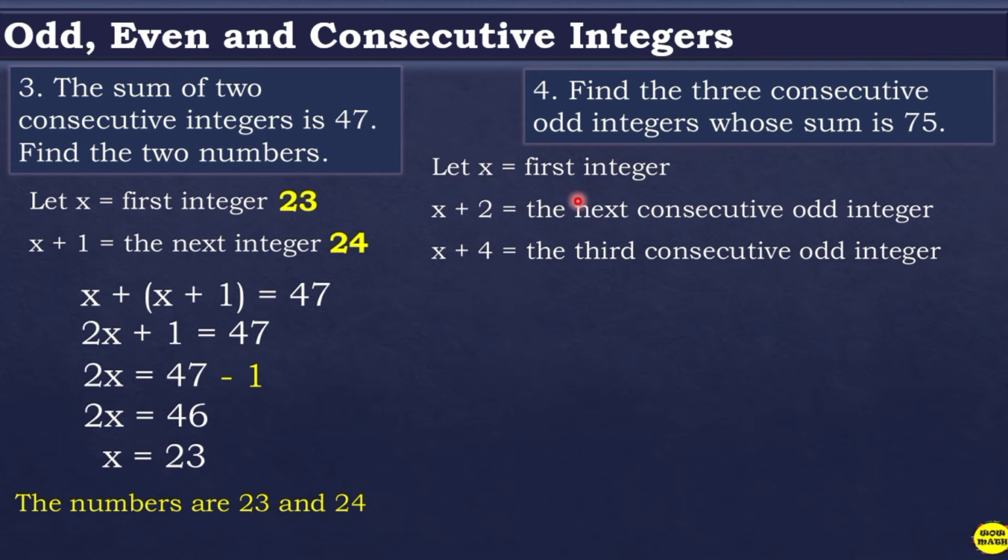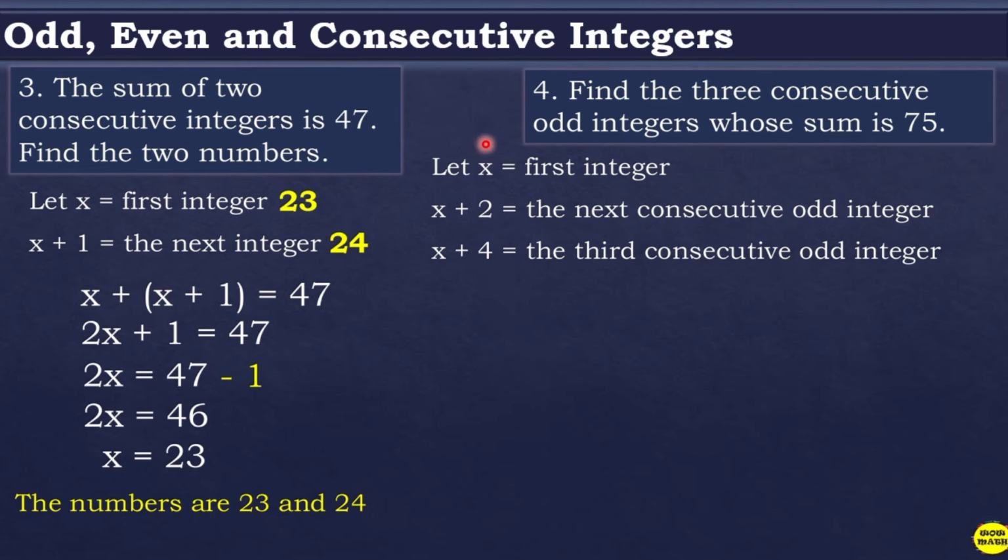Now, yung next consecutive odd integer mo, magpa-plus 2 tayo. Hindi ka pwedeng mag-plus 1. Kasi pag nag-plus 1 ka, ang maibibigay mo dito ay yung consecutive, yung kasunod mismo. We are talking about odd. So, dapat may skip. So, kung ito ay x, magpa-plus 2 ka. Okay? And then yung third consecutive odd integer, magpa-plus 4 ka.